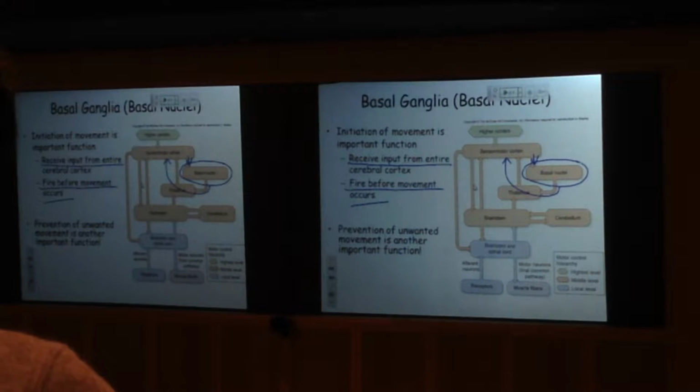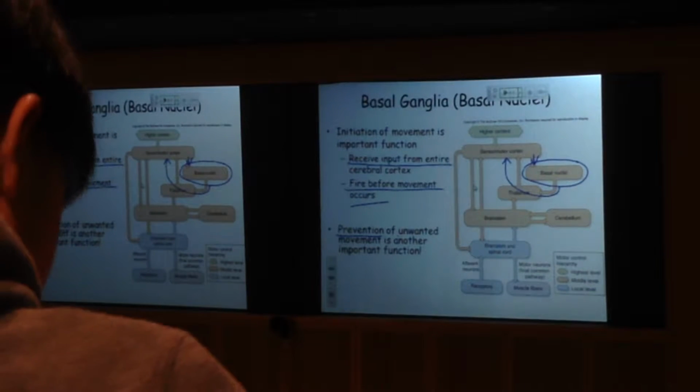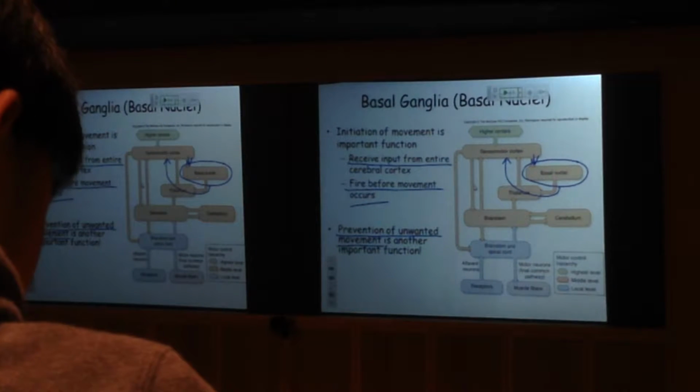So this is also evidence suggesting that initiating movement is one of the important functions of the basal ganglia. The other thing we get from those diseases is that when your basal nucleus is damaged, you have a lot of unwanted movement, suggesting that another function of the basal ganglia is prevention of unwanted movement.